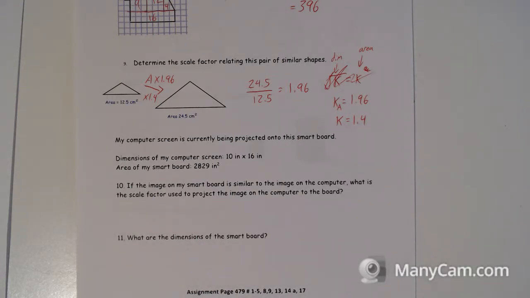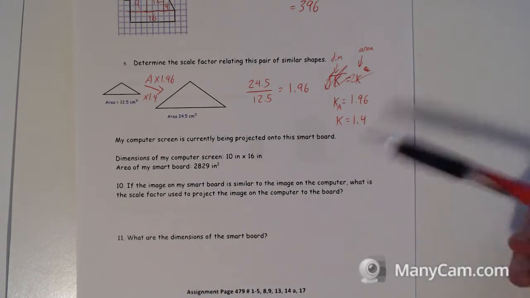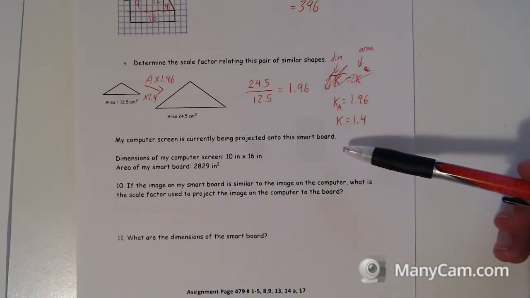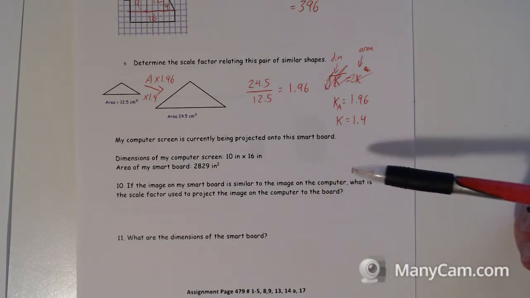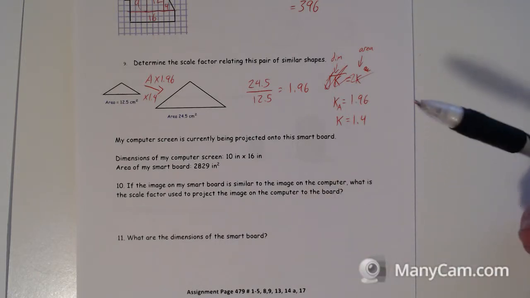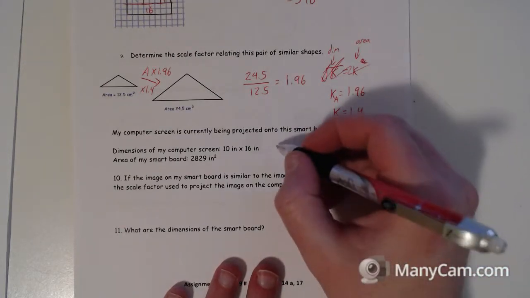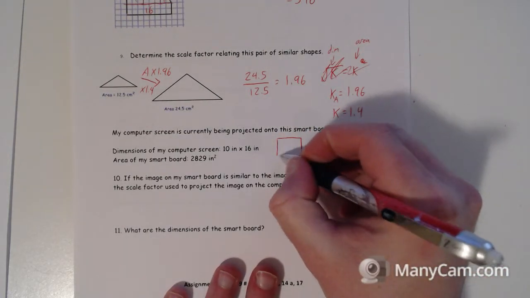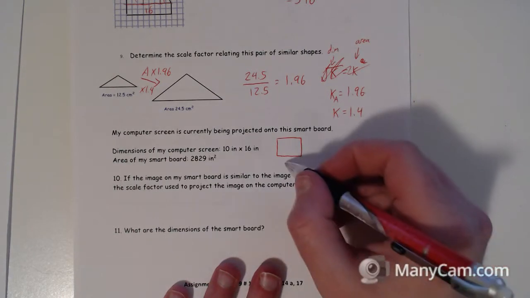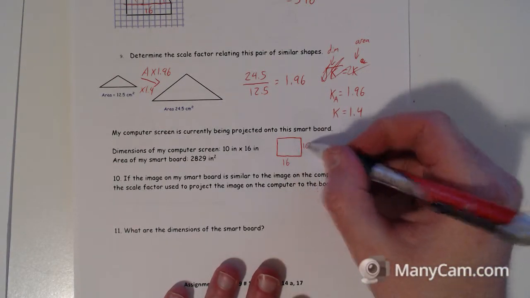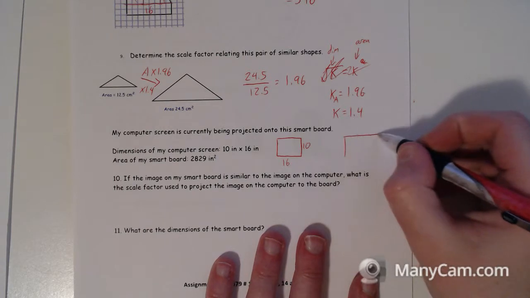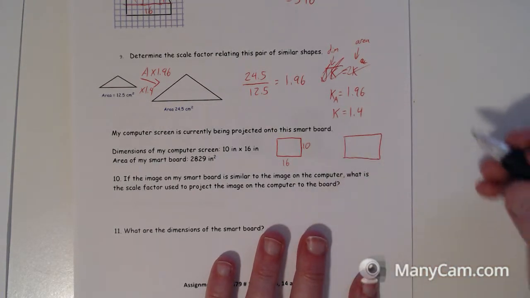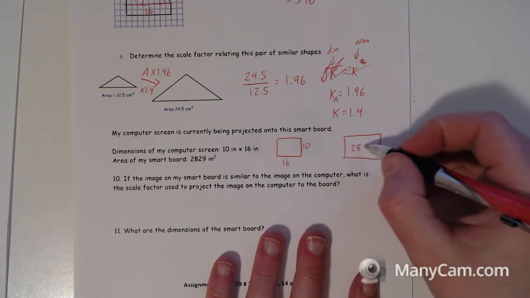Okay, last 2 questions, I guess. My computer screen is currently being projected onto the smartboard. It isn't, but let's pretend it is. Dimensions of the computer screen in this scenario is 10 by 16. So we have a little computer screen that is, I assume, wider than it is tall, 16 by 10. And the area of the smartboard is much bigger. It's 2,829.